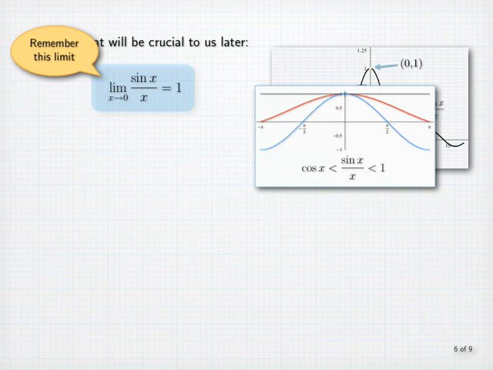The graphs you see here show sine x over x in red, cosine x in blue, and the constant function 1 in black.